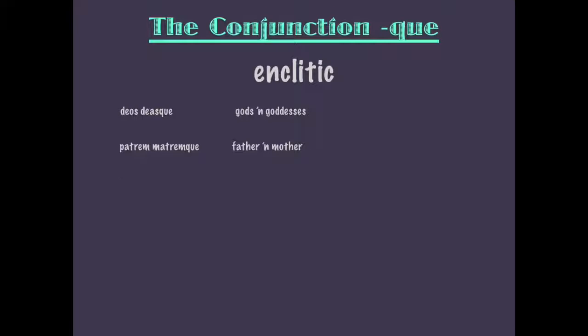Patrem, matremque, father and mother. Pueri, puellaique, boys and girls. You should notice from these examples that -que is used to join the word to which it is connected to the word that comes before it. Often, it is used to join two nouns which are thought of as a unit, like our examples.